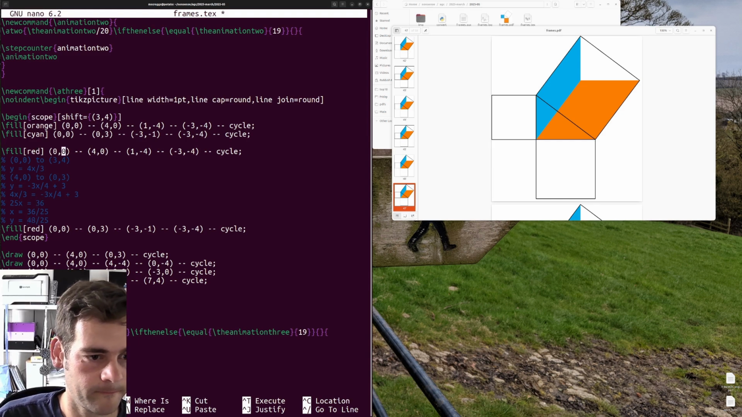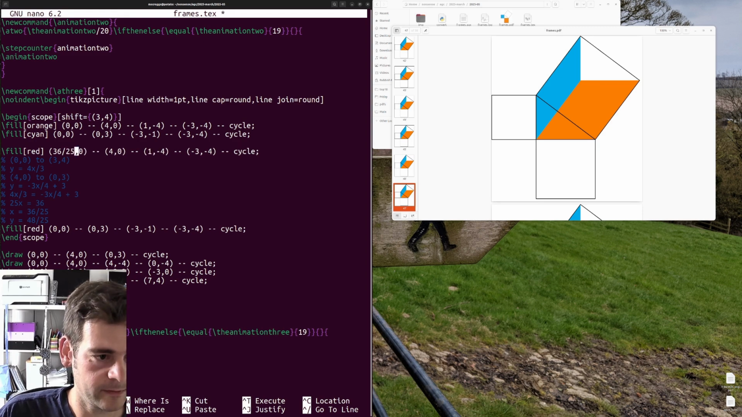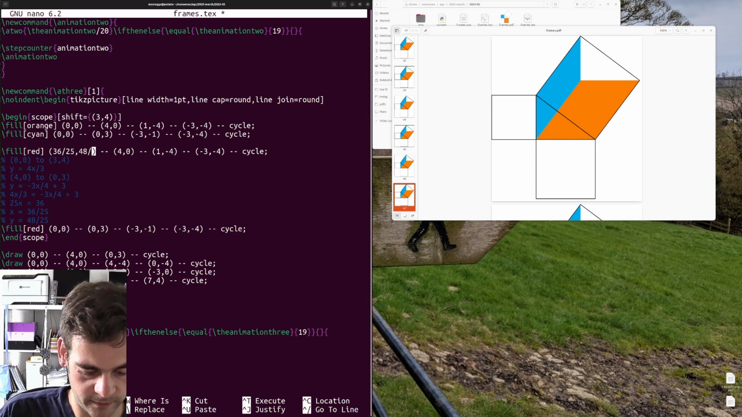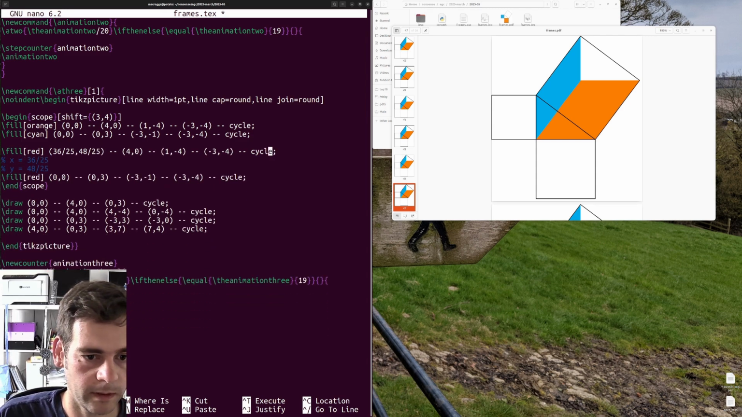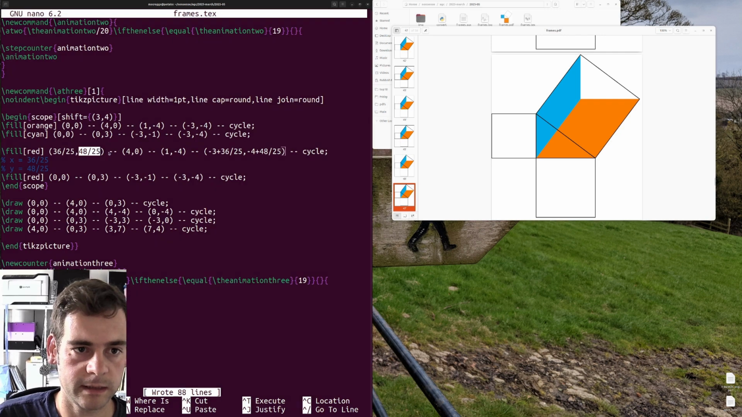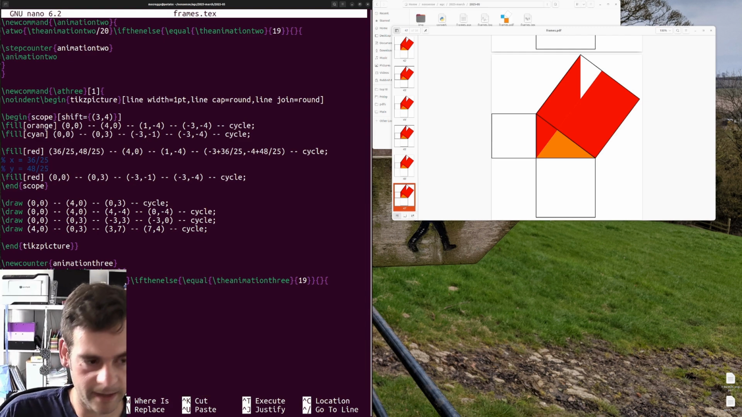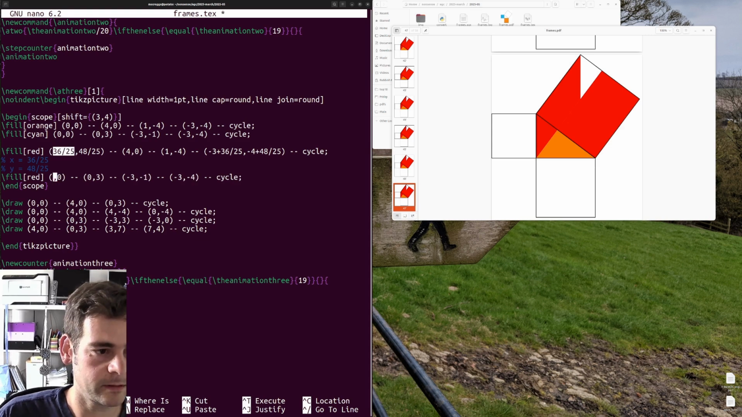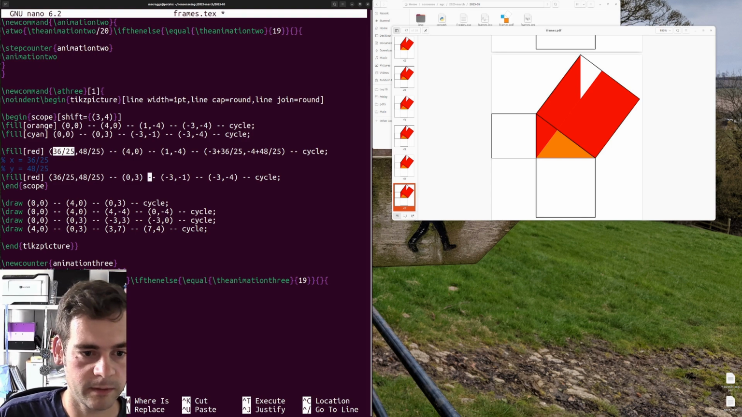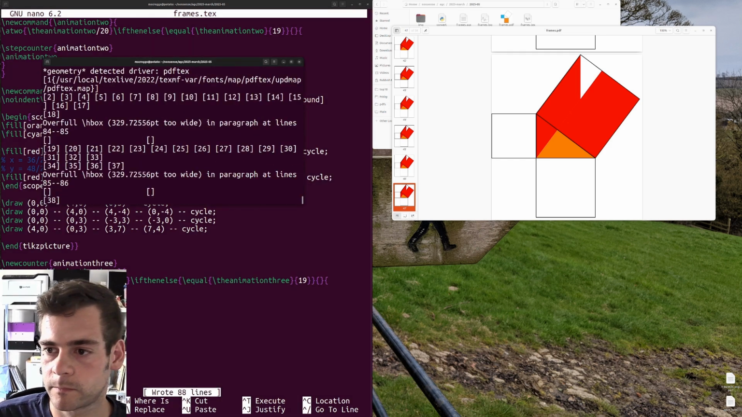Okay, so that means that what we're aiming for is when this is 36 over 25 and this is 48 over 25, and this one is plus this plus that. Right, let's see, does that look like the rectangle we're aiming for? That looks exactly the rectangle we're aiming for. And then for the cyan one, we add the same values in. 48 over 25, yeah, it's the same point there. That's what we're aiming for.